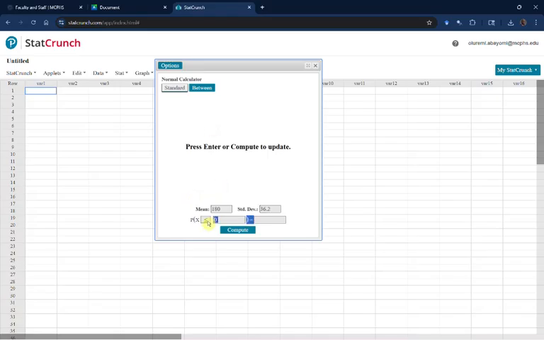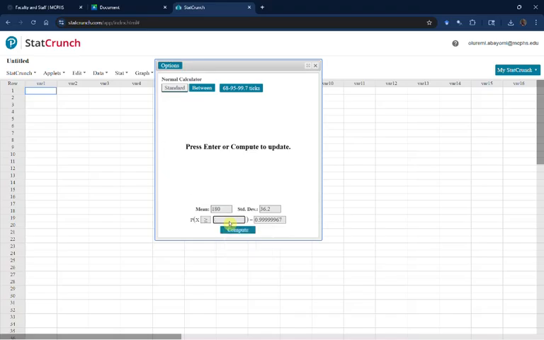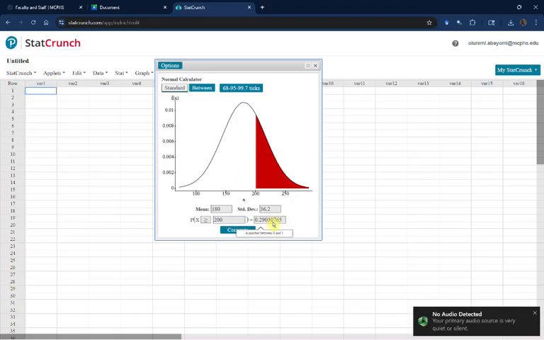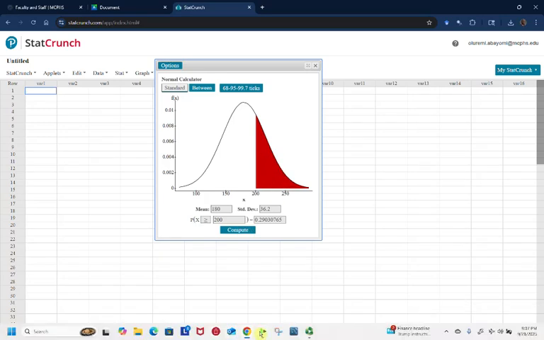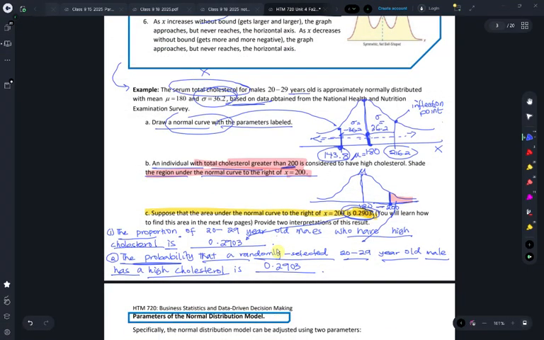To the right, that will be above. Above what value? Above 200. And if I hit compute, then I have 0.2903. So this calculator helps me to calculate the size of the red area. And so back to our work page, we have this piece right here.